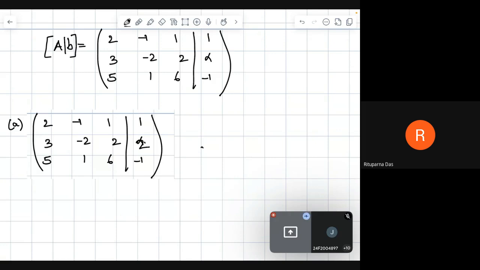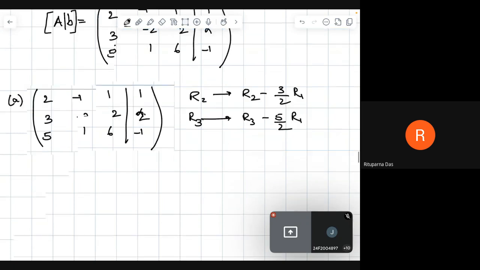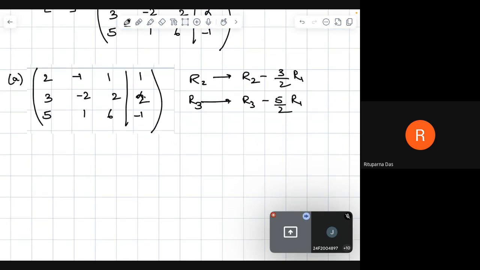So what are we going to do? R2 minus 3 by 2 R1, and we are going to apply on R3 minus 5 by 2 R1. Okay, so what are we getting? Why are we doing this? What do we want to do? Why are we applying elementary row operations here?